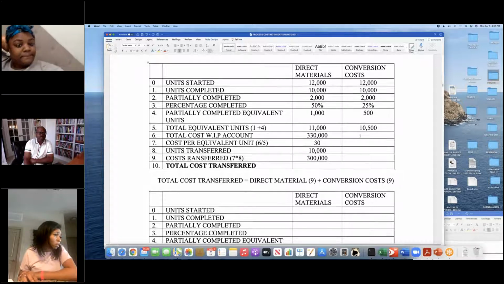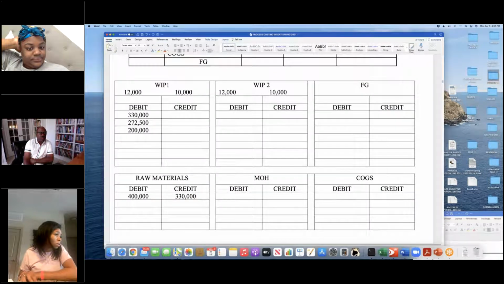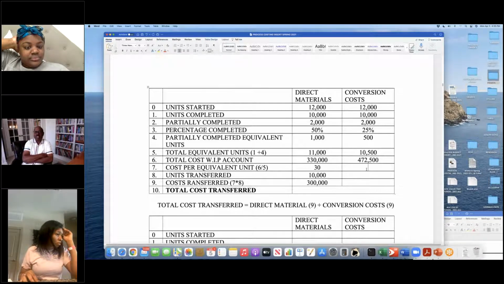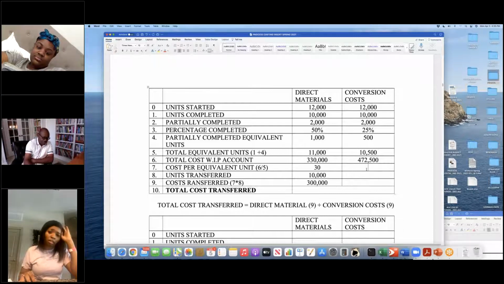And these total costs for labor and overhead were 272,500 and 200,000. That's 472,500. So we're going to divide 472,500 by the 10,500. How much do we get? 45.